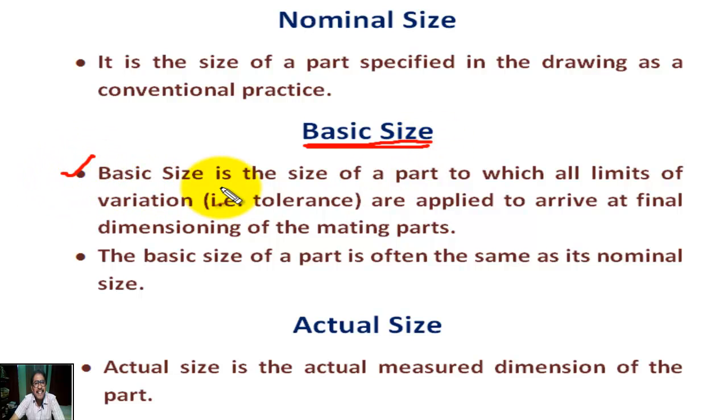Now, what is basic size? Basic size is the size of a part to which all limits of variation, upper limit and lower limit, that is tolerance, are applied to arrive at the final dimensioning of the mating parts. All limits of variation are to be applied for final dimensioning of mating parts.